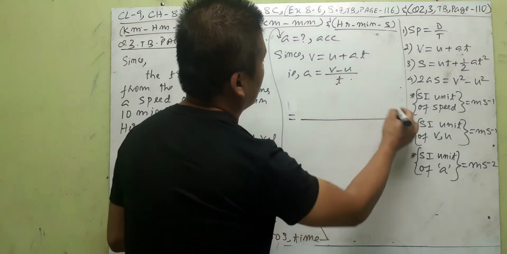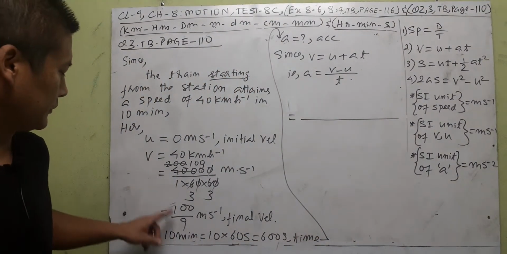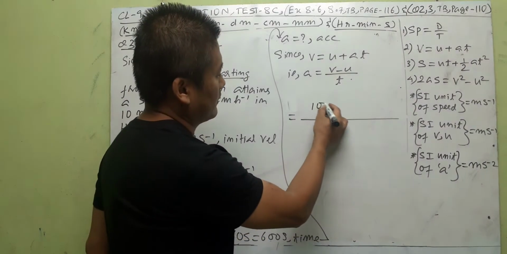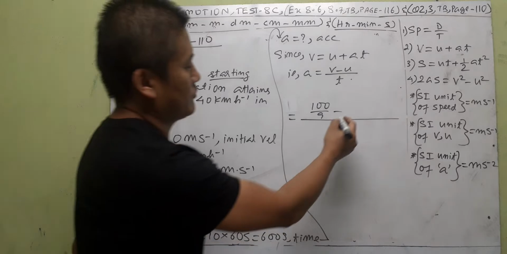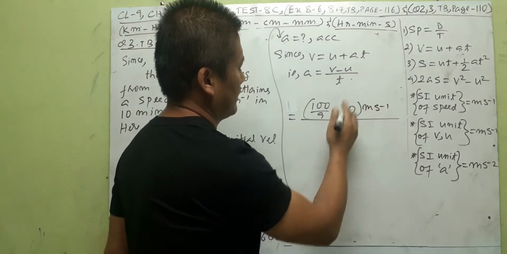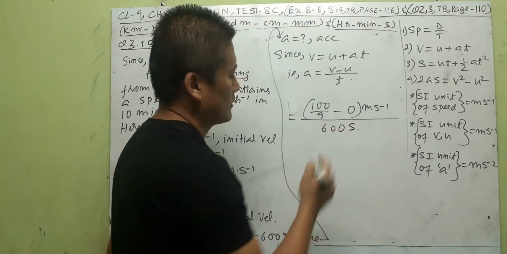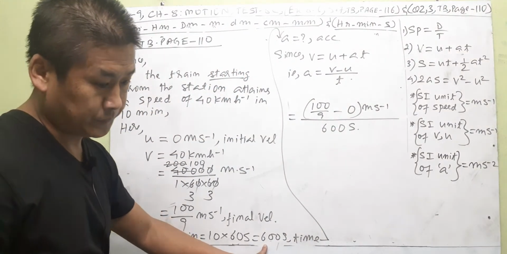So we're going slightly faster. I hope that's okay. V here is 100 by 9, so we write that. Minus U here, 0, so you can just write that. And the common unit is meter per second. Time is 600 seconds, as we can see here. Right? So we have got that one.